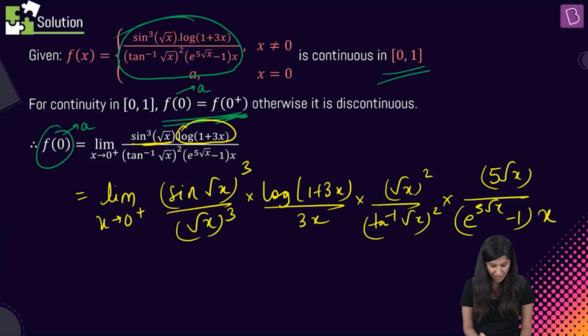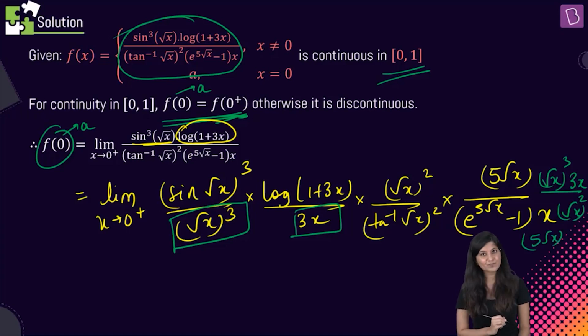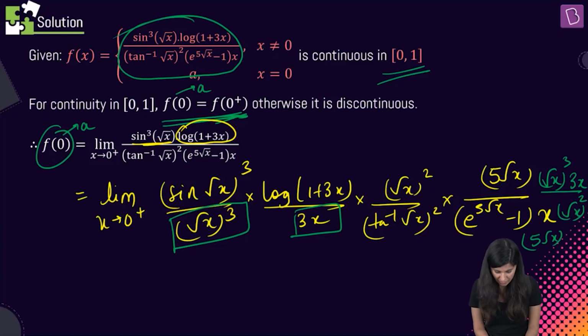Now see, I have multiplied so many factors, so I need to compensate for this as well. This will get multiplied over here, root x cube. This will get divided. This will also get multiplied, so I have 3x with me, and then I need to divide by root x square, and of course I need to divide by 5 root x. All right, okay, cool. Now let's see what is happening over here.